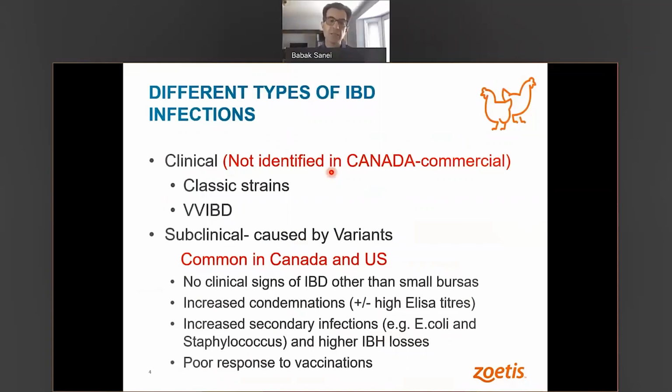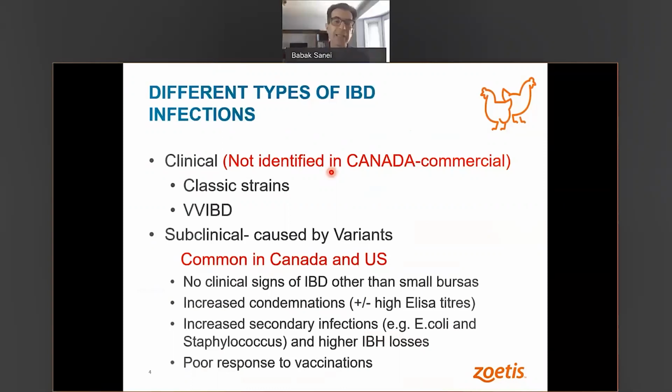The clinical form, which means that IBD viruses in that scenario can actually cause disease by themselves, and it can cause mortality. The vet, when they open the bird in a necropsy room, can actually see the lesions and suspect IBD.